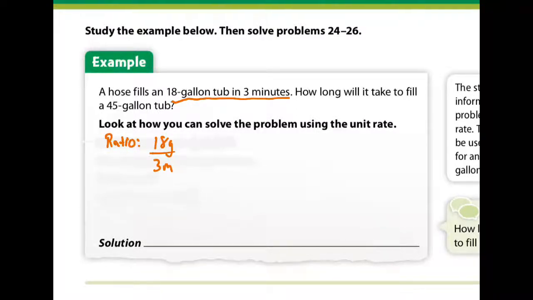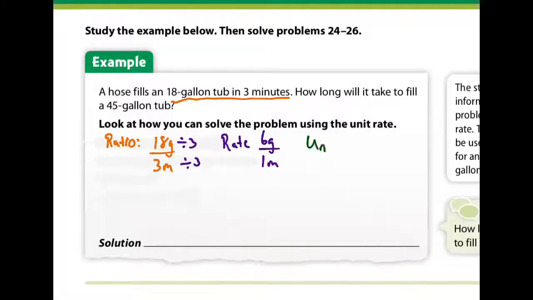Okay? So the first thing I'm going to do is I'm going to figure out the rate. All I have to do is divide 18 by 3, and I'll get the rate, right? So the rate is 6 gallons per 1 minute. Now then, remember, the unit rate is just 6 gallons. The unit rate is the number without the 1. Now that unit rate you could use to solve any amount of problems.